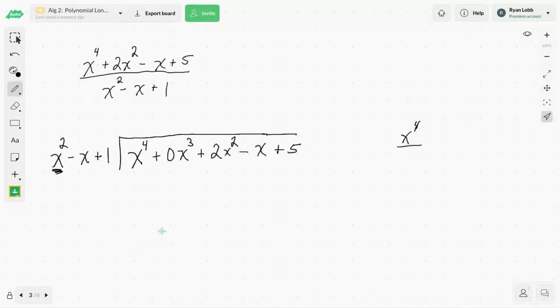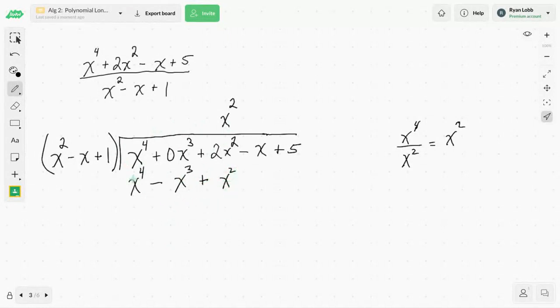Okay, in this case. So x to the fourth, we divide by x squared, and what does that equal? x squared. So now x squared is what we put up top, and I line everything up. Stay neat. Now I'm going to take this and multiply by everything in front. x squared times x squared is x to the fourth. x squared times negative x. Now here's where putting a 0x cubed helps. x squared times negative x is negative x cubed. So now I can line up all my like terms. And then x squared times a positive 1 is a plus x squared.